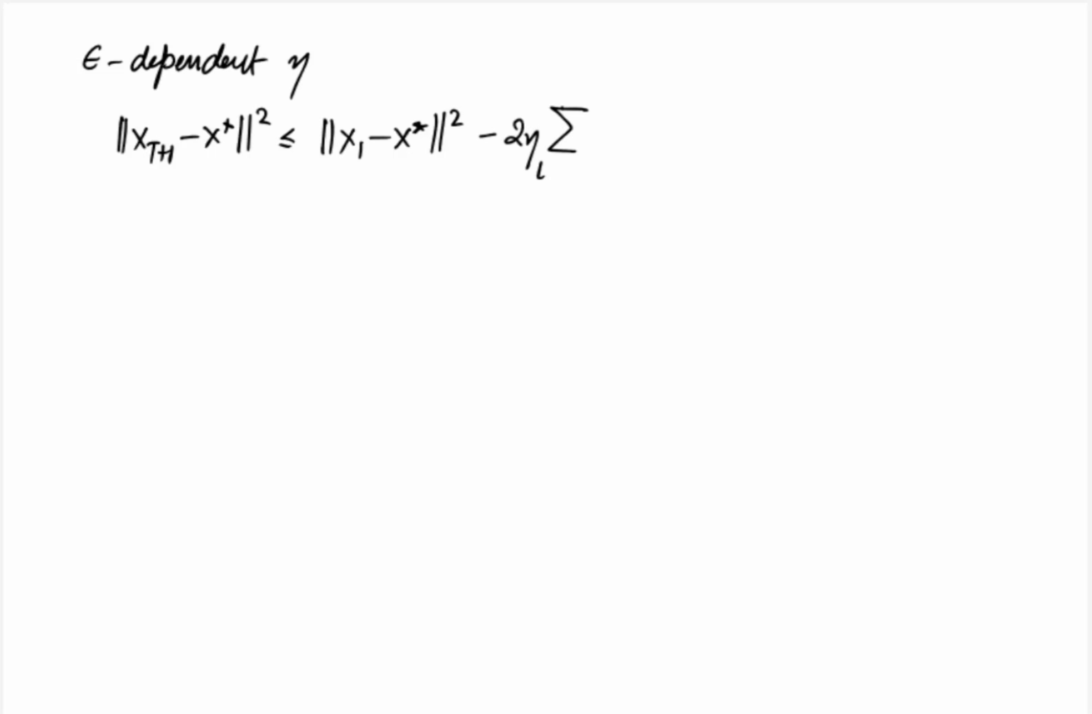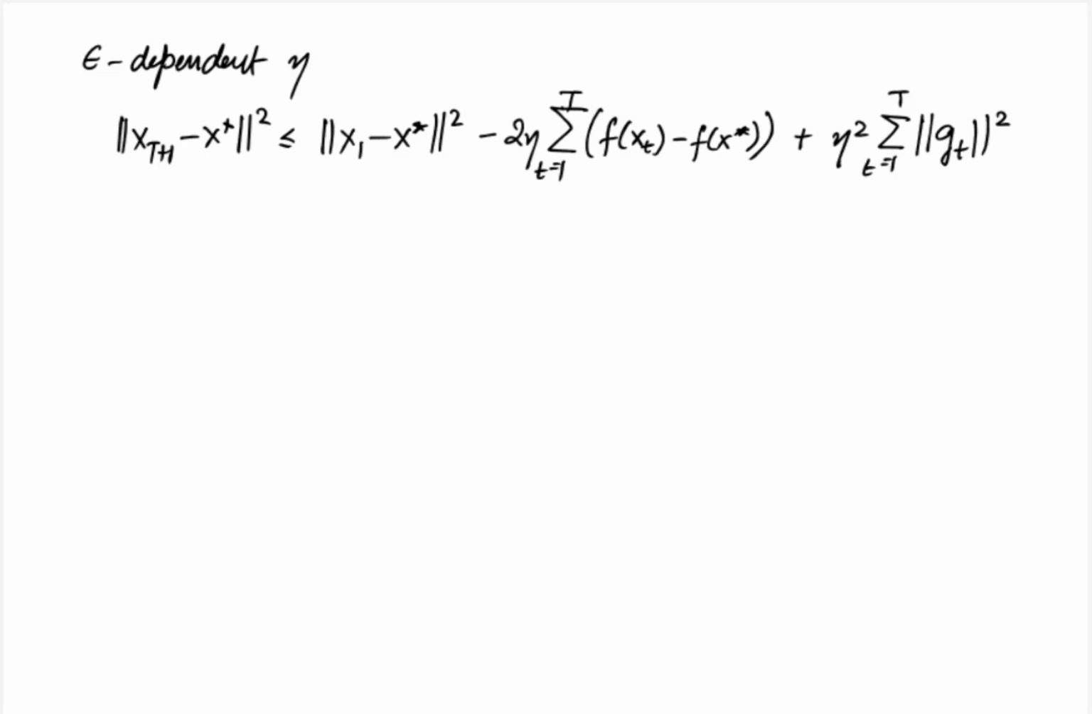We begin with the discussion of the simplest case, that is epsilon dependent step size eta. Replacing eta_t with eta and taking the telescopic sum, we have that ||x_{T+1} - x*||^2 is less than or equal to ||x_1 - x*||^2 - 2 eta summation over t equal to 1 to T of (f(x_t) - f(x*)) + eta^2 summation over t equal to 1 to T of ||g_t||^2.